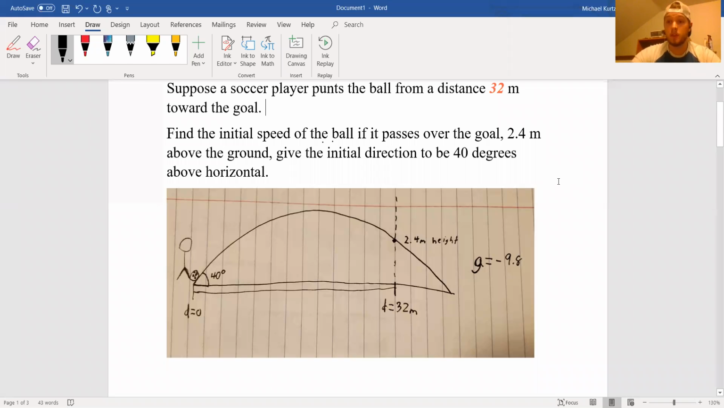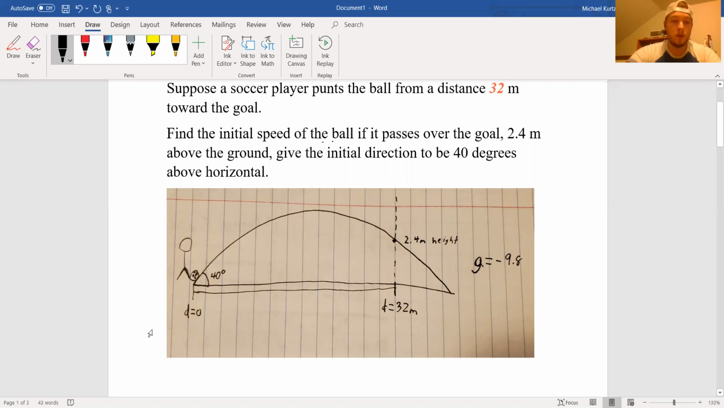This is my second explainer video, and I was assigned the soccer ball problem, which goes: suppose a soccer player punts the ball from a distance of 32 meters toward the goal. Find the initial speed of the ball if it passes over the goal 2.4 meters above the ground, given the initial direction to be 40 degrees above horizontal.